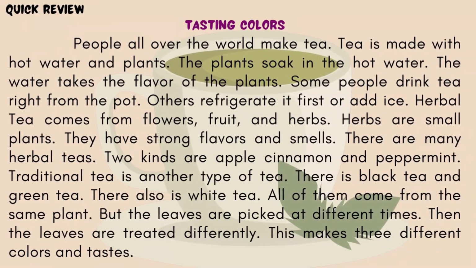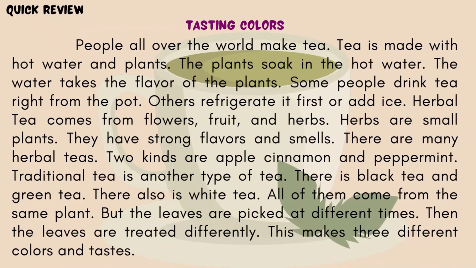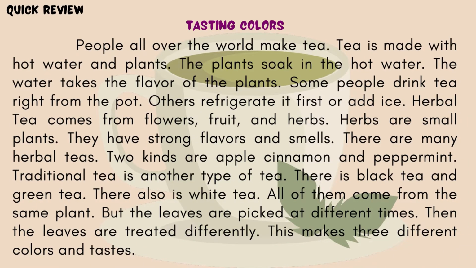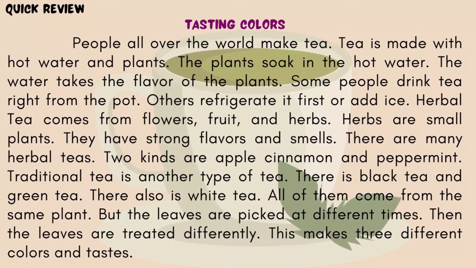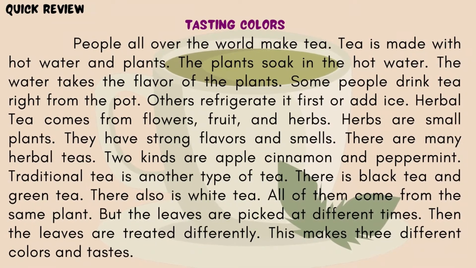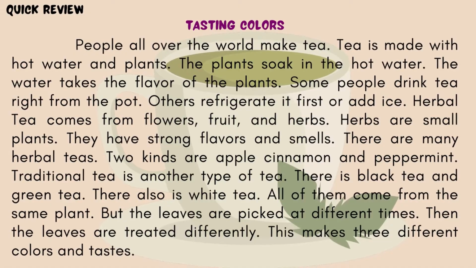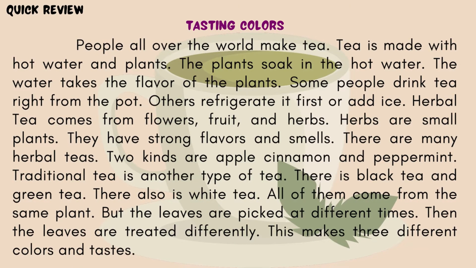Tasting colors. People all over the world make tea. Tea is made with hot water and plants. The plants soak in hot water. The water takes the flavor of the plants. Some people drink tea right from the pot. Others refrigerate it first or add ice. Herbal tea comes from flowers, fruit, and herbs. Herbs are small plants. They have strong flavors and smells.